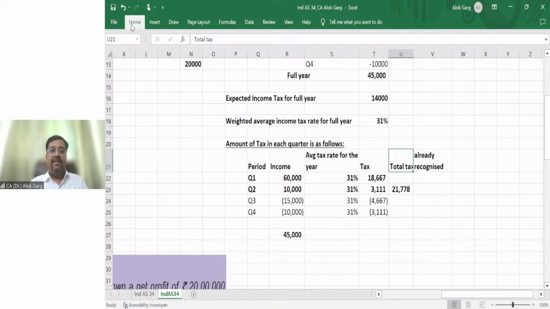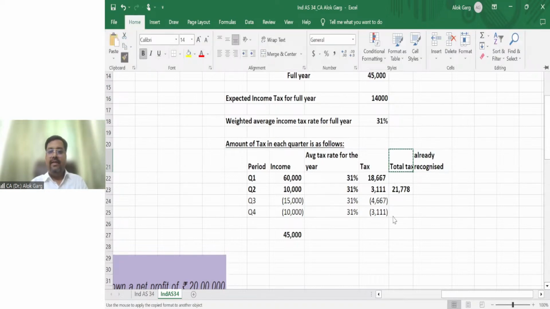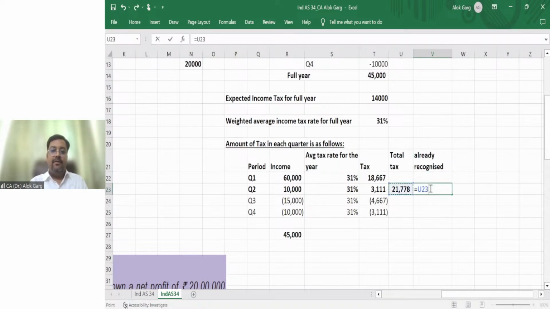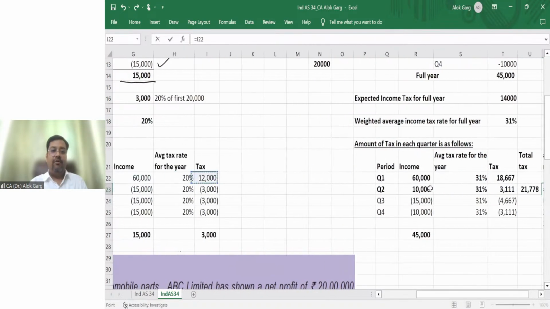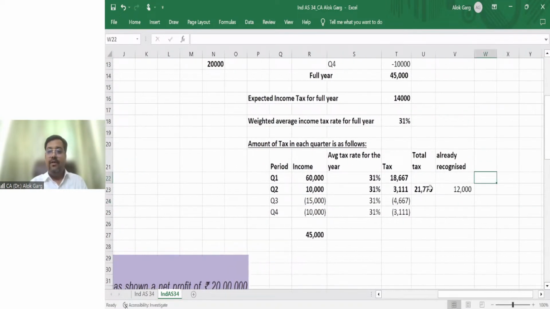How much is already recognized, guys? Radhika is saying, sir, already. How much is already recognized? So she is saying, sir, already 12,000 has been recognized. What is recognized? 12,000. This one, quarter one, 12,000 has been recognized.